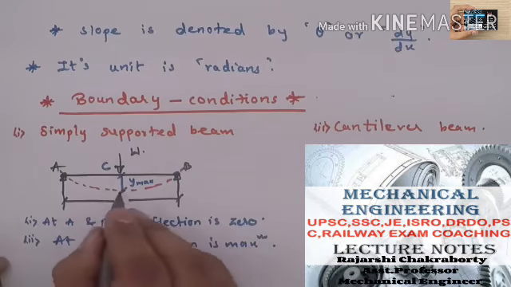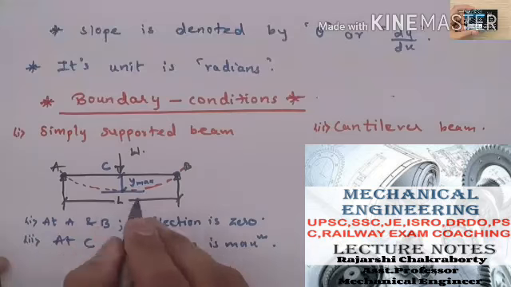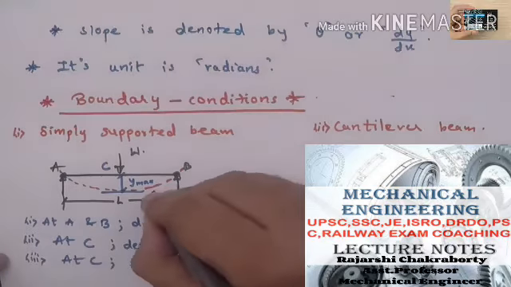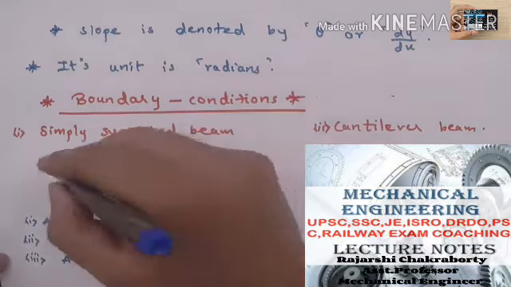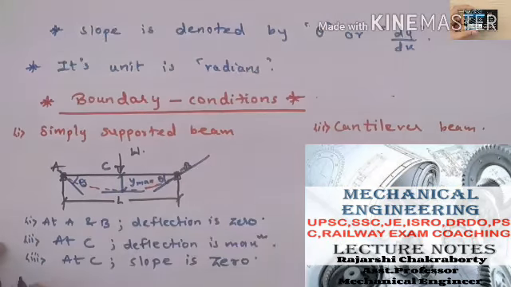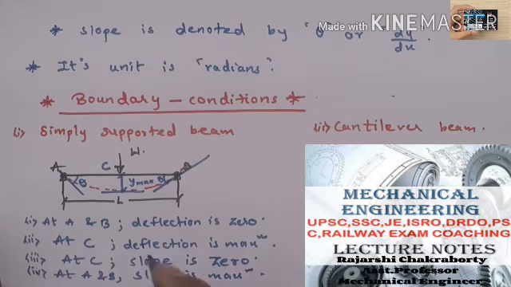And here, when I am getting the deflection maximum, if I draw the tangent, the slope is 0. So at C, slope is 0. Then slope will be maximum at B and at A, the theta value. So at A and B, slope is maximum. So here I have written the boundary conditions for a simply supported beam.